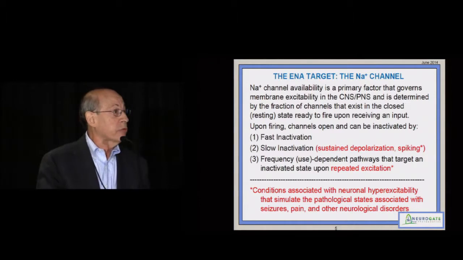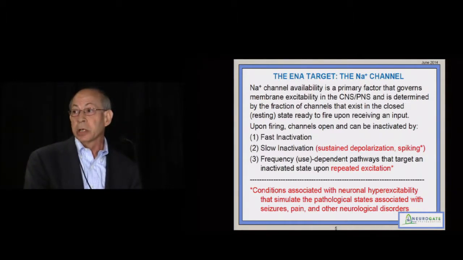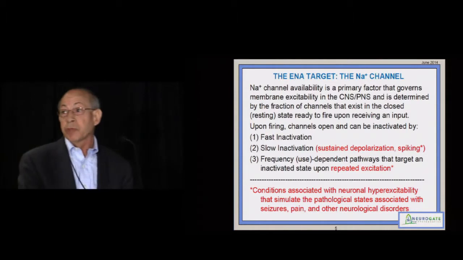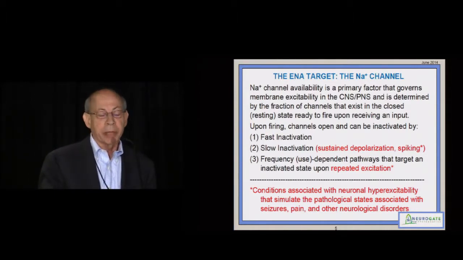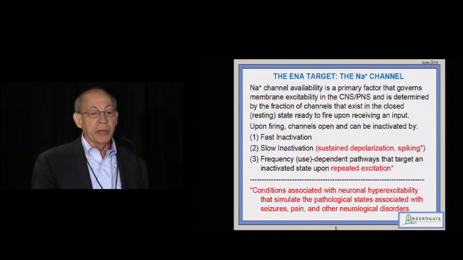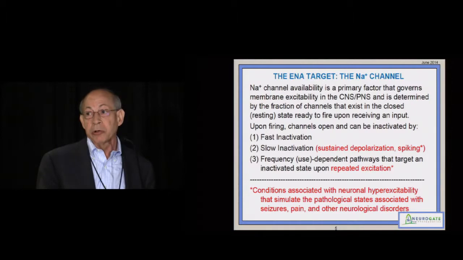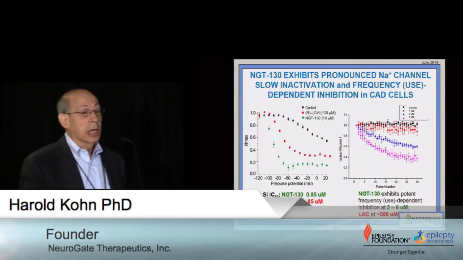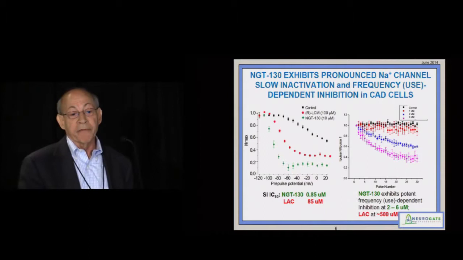There are 3 major pathways by which you can do so: fast inactivation, slow inactivation, and a frequency use dependent pathway that target an inactivated state. Of these 3 pathways, we actually favor the slow inactivation pathway and the frequency use dependent pathway, because slow inactivation occurs upon sustained depolarization and spiking, while frequency use occurs upon repeated excitations. And these conditions simulate what occurs in neuronal hyperexcitability, conditions that you would see in seizures and pain and the like.